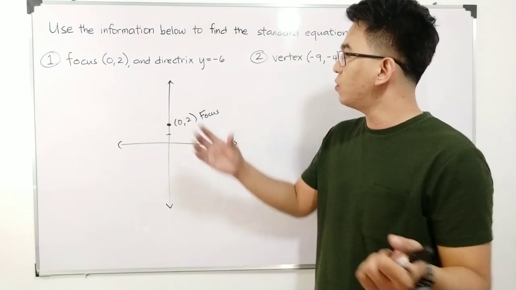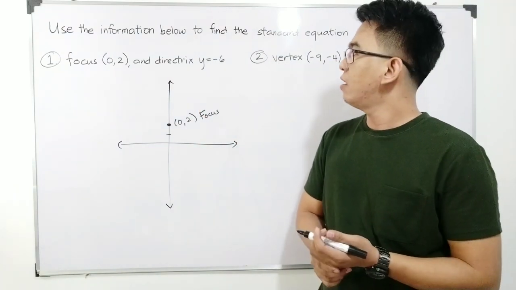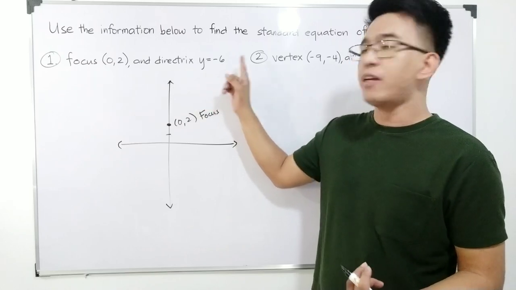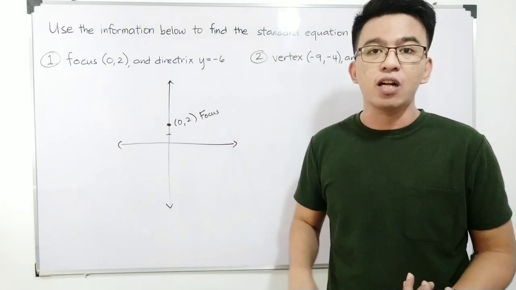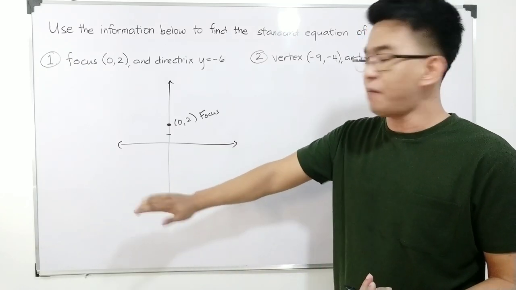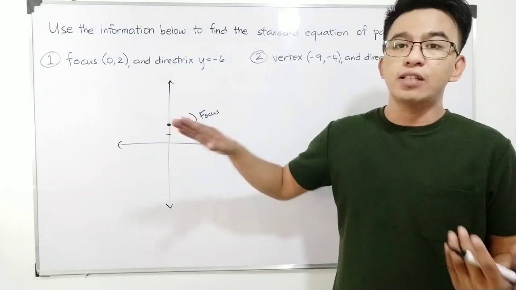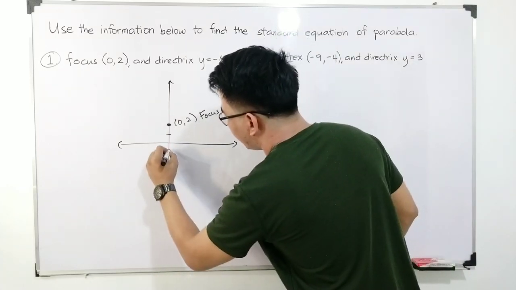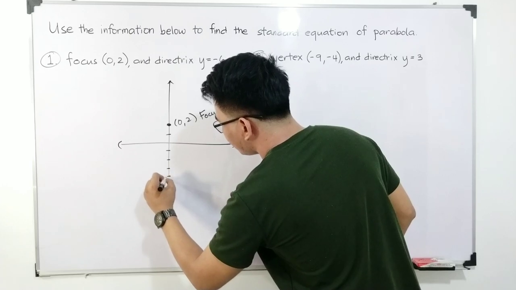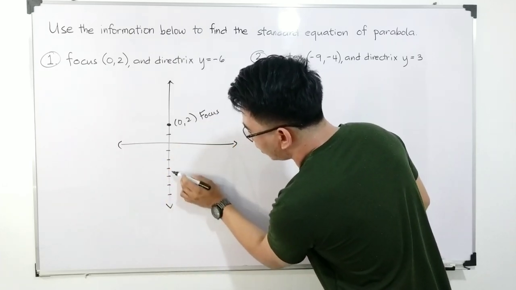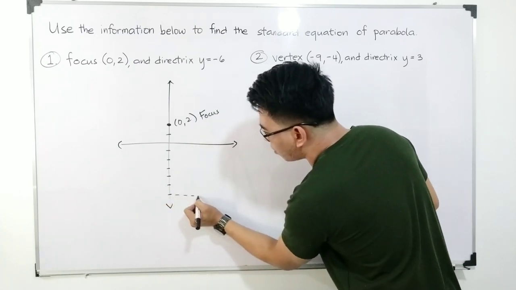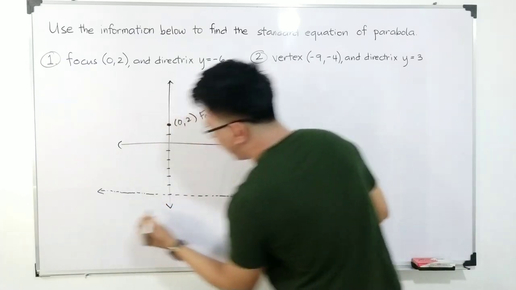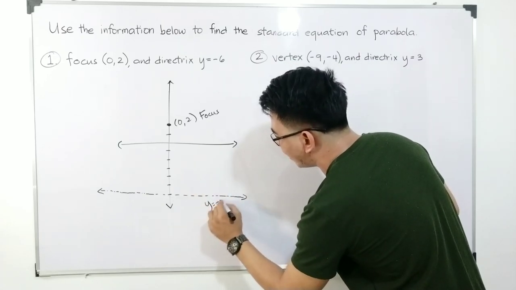Now, after the focus, you need to draw the line if the directrix, or the equation of the directrix, is y is equal to negative 6. And this is our directrix. Since y is equal to negative 6, that is perpendicular to your y-axis, or in other words, it is parallel to the x-axis. So, sir, how is that? It is located here. We will put here 6 units. Negative 1, 1, 2, 3, 4, 5. This is your negative 6. That's why when we draw a broken line here, this will serve as your directrix. And the equation of your directrix is y is equal to negative 6.